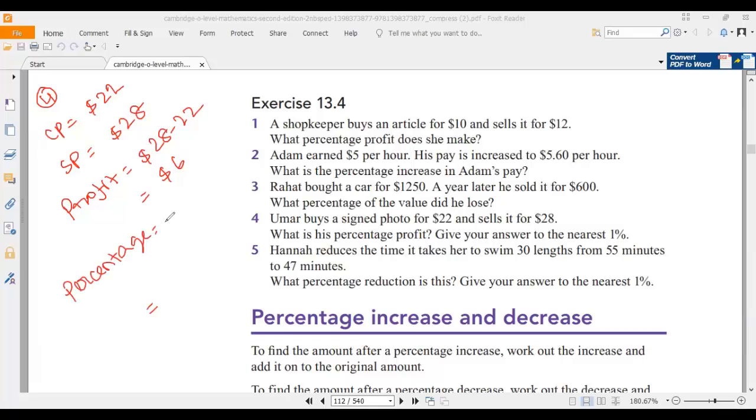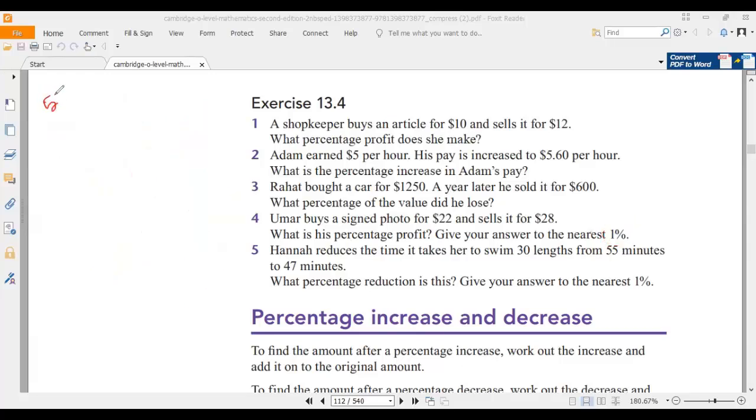Okay. Now we need to find out the percentage. So here the percentage will be 6 by 22 multiplied by 100%. After calculating this one, you will get your answer. 600 divided by 22. So here the answer will be 27.27% after using the calculator. Now the question says give your answer to the nearest 1%. Nearest 1%, that means we need to convert this one into whole number. 27.27% in whole number, it will be actually 27%.